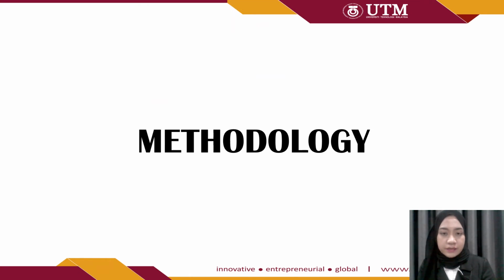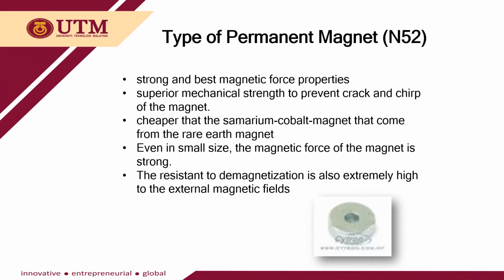On the third chapter, Methodology, we will see how the project is conducted and the fixed parameters. In this project, the type of permanent magnet used is neodymium. N52 is the highest grade of neodymium in the neodymium family. For the project, the type of permanent magnet used is in the ring shape, as shown in the figure.